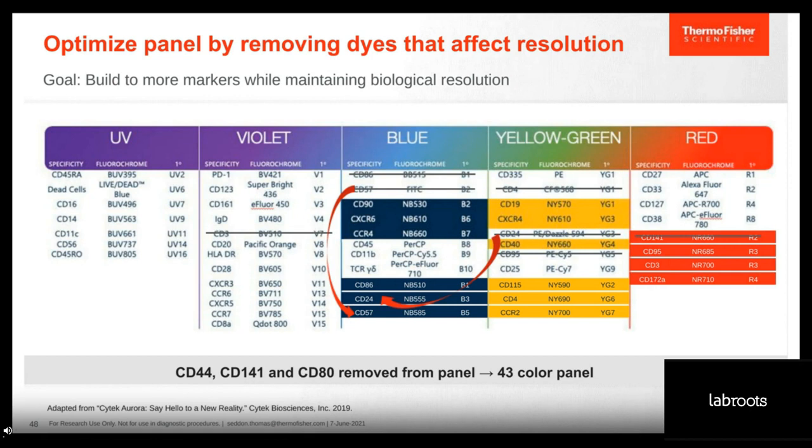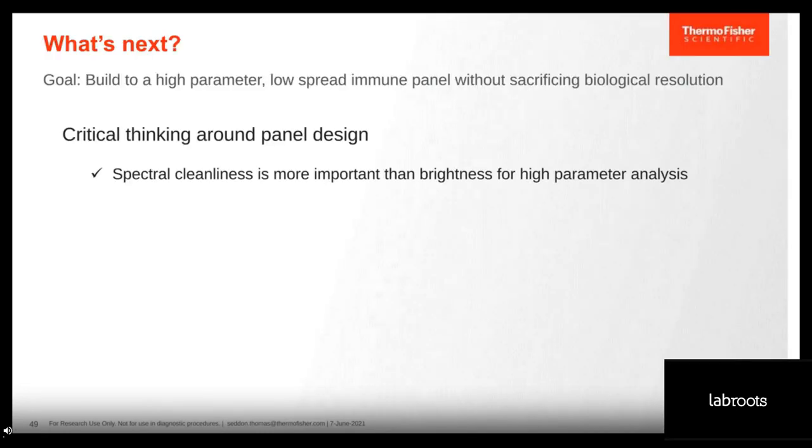And so again, it's really about thinking about what you are hoping to see and understand biologically, and continuing to build this process. That's why I mentioned this to be continued idea. So really thinking critically about what's happening. Overall, stepping back from the specifics of this particular panel, if the goal is to really build a high parameter panel, the goal is also to build a low spread immune panel without sacrificing the biological resolution.